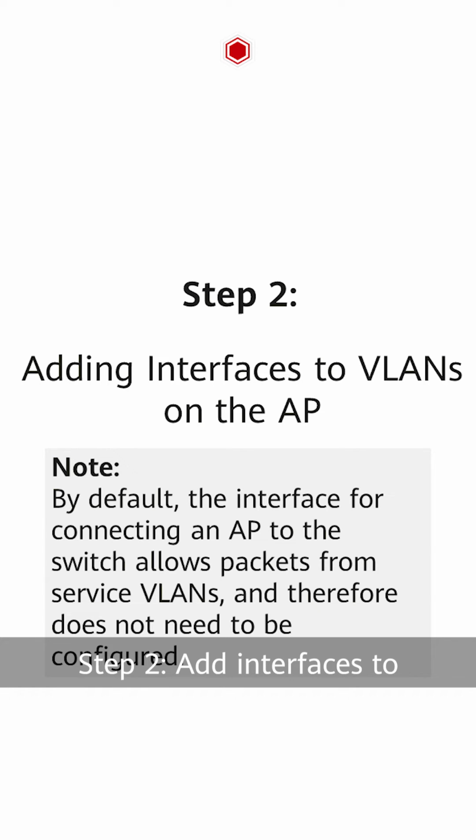Step 2, add interfaces to the VLAN on the AP. Note that the interface for connecting an AP to the switch allows packets from service VLANs by default, and so the interface does not need to be configured.